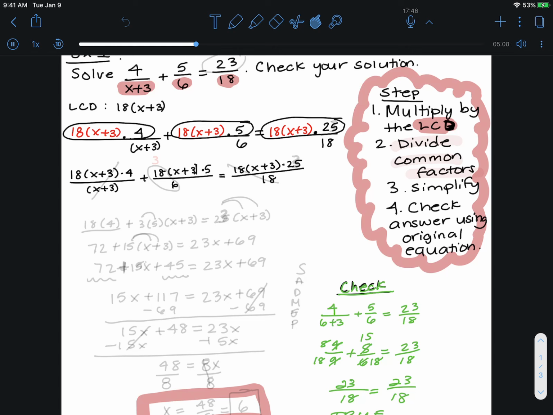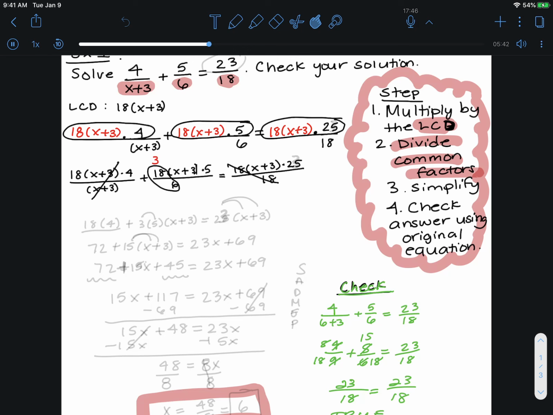Now we are going to divide the common factors, because all of this is multiplication, guys. Yes, I do have addition, but this addition is being separated from everything with parentheses. You can actually just cancel these out. So this x plus 3 and this x plus 3 cancel out. 18 divided by 6 is going to be 3, so that leaves me with a 3. And then on the other one, this 18 and this 18 cancel out.